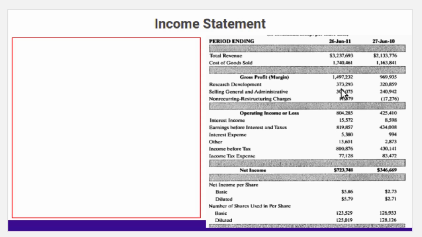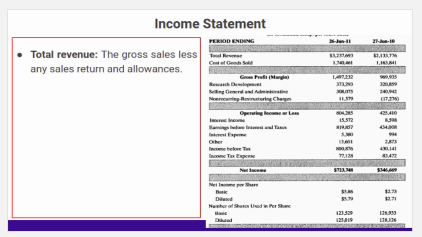Profit from operating income increased to $804,285 and net income was up to a profit of $723,748 from $346,669 a year ago. The total revenue or net sales figure represents the gross sales less any sales returns and allowances.